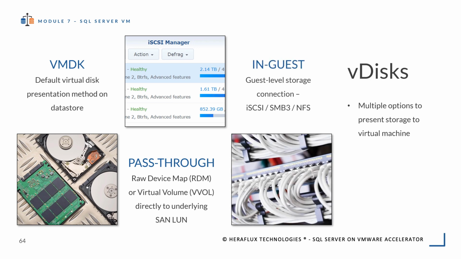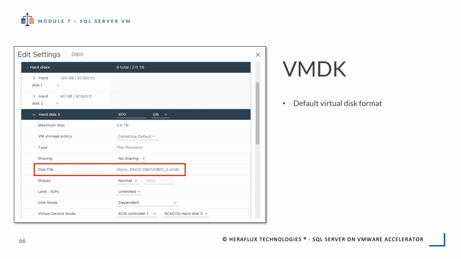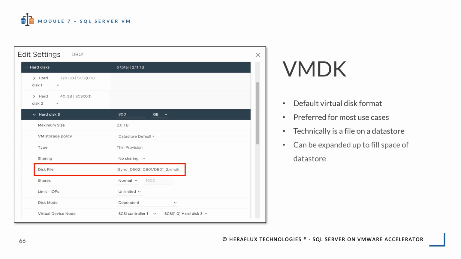The last means is some form of in-guest connection, such as iSCSI or SMB3 or even NFS. Let's talk through the specifics on each of these and come up with the right use cases for all of them. We're going to start with VMDKs. The primary storage for virtual machines is usually the virtual disk, or VMDK. Technically, it is a file on the underlying shared file system. These can be grown up to the space of a data store or 62 terabytes, whichever is lower.